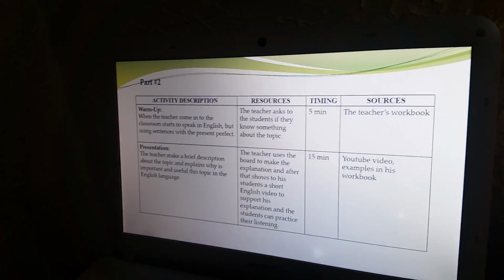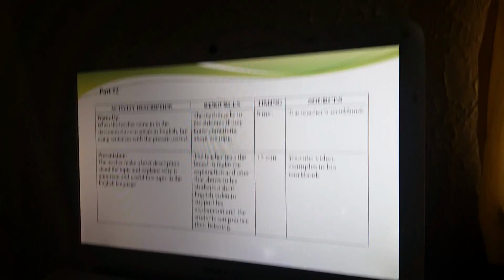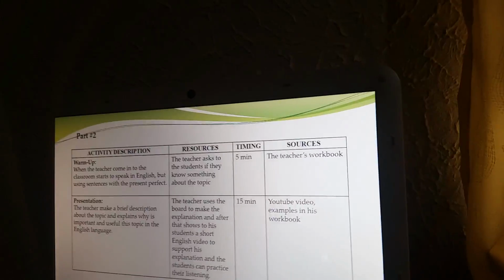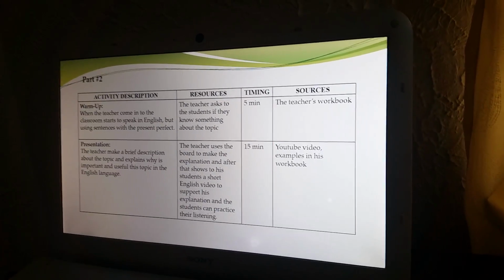In the second part of the lesson plan, we have information like activity description, resource, times, and source. In the first part, we can find the warm up. In this part, the teacher comes into the classroom and speaks English, but he uses sentences with the present perfect. As a resource, the teacher asks the students if they have any knowledge about the topic.